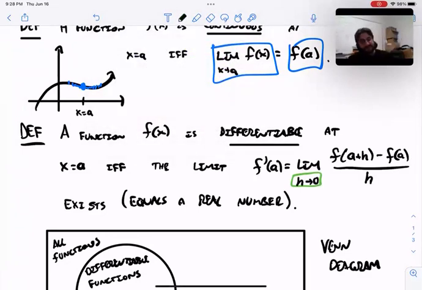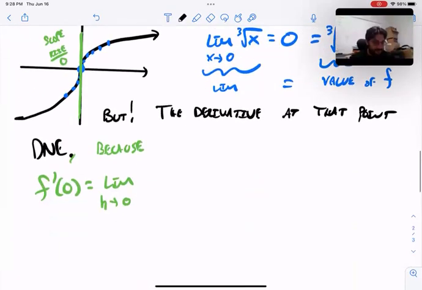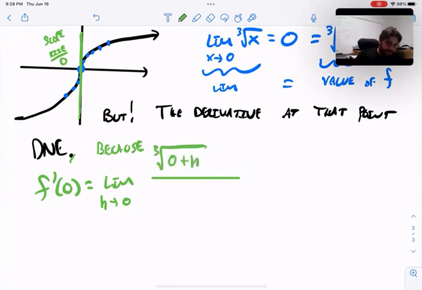Right, h is going to 0. The run, we send the run to 0, and then we look at the slope of the corresponding secant line. So I'm going to use this definition of derivative, right? And I'm going to say, okay, I have the limit as h goes to 0 of the cubed root of 0 plus h, right? That's plugging a into that definition, minus the cubed root of 0, right? Because a equals 0 in this case. Down here I have h.